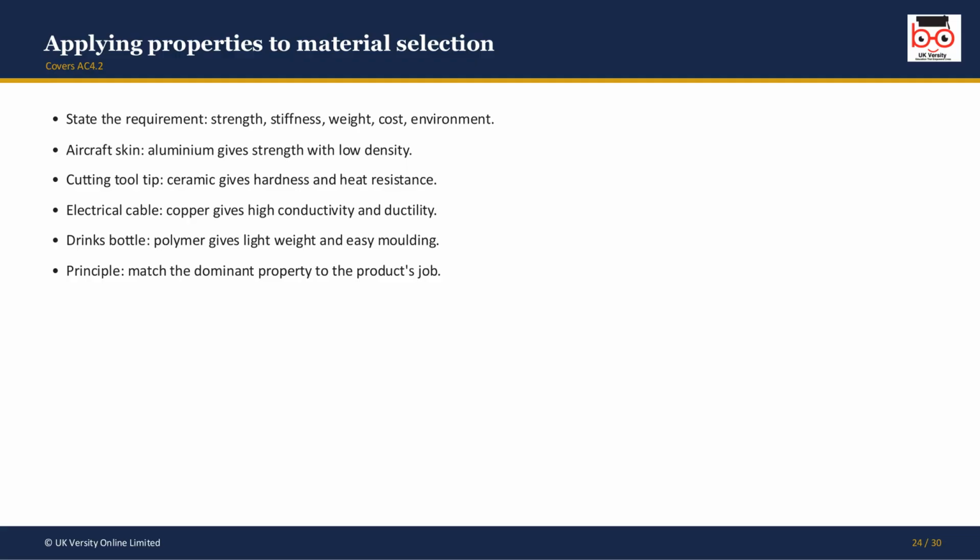You always begin by stating the requirement: strength, stiffness, weight, cost, the operating environment. For an aircraft skin, aluminium gives good strength at low density. For a cutting tool tip, a ceramic gives hardness and heat resistance. For an electrical cable, copper offers high conductivity together with the ductility to be drawn into wire. And for a drinks bottle, a polymer is light and easily molded. The single guiding principle is to match the dominant property to the product's job.